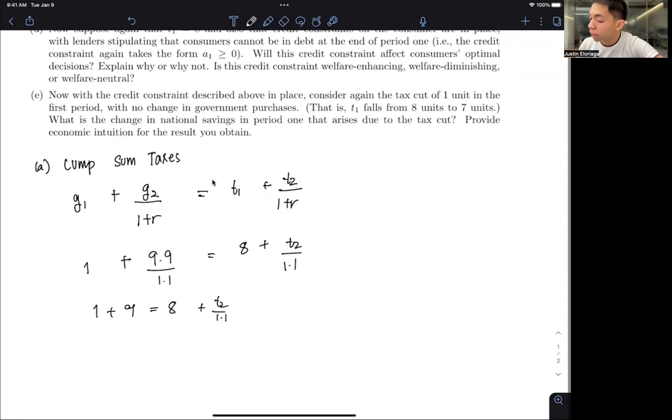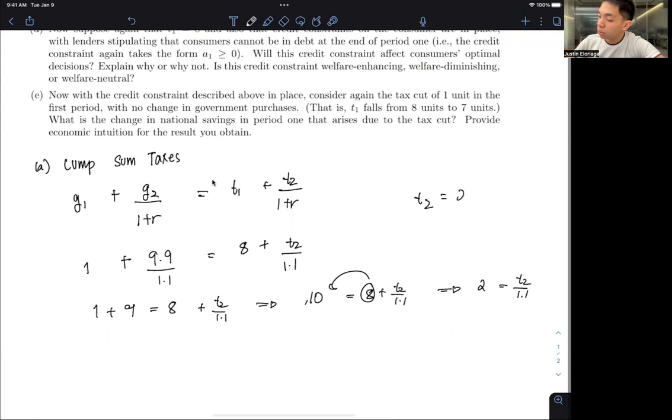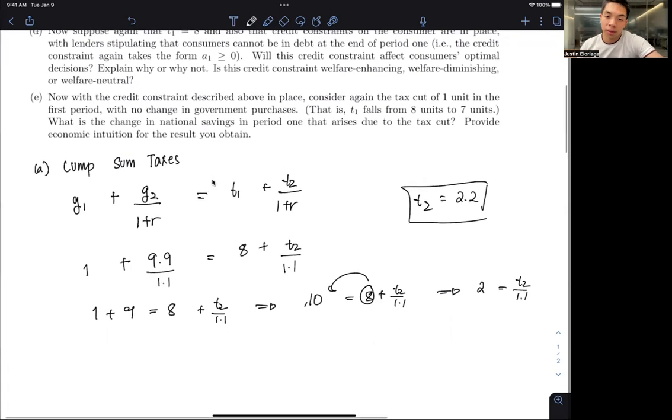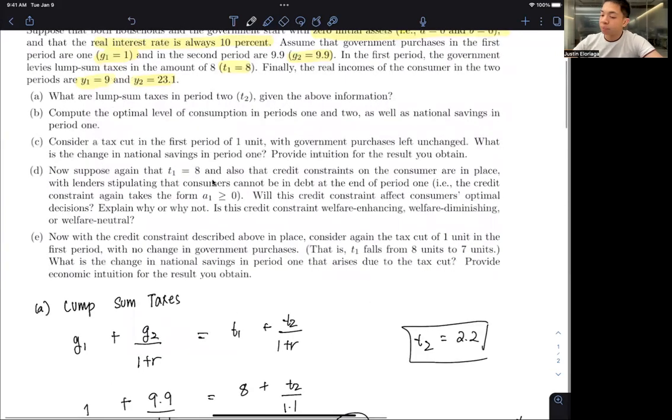From here we obviously know that 10 is equal to 8 plus T2 over 1.1, which means, transposing 8 to the other side, that 2 is equal to T2 over 1.1, so T2 is equal to 2.2. This is the lump sum tax imposed in the second period. Pretty straightforward, we just use the government budget constraint. So that finishes letter A.